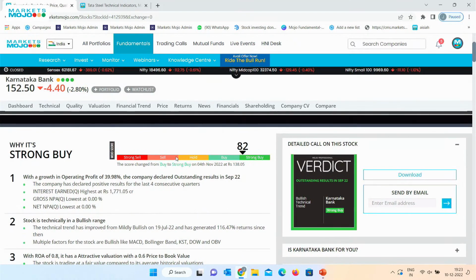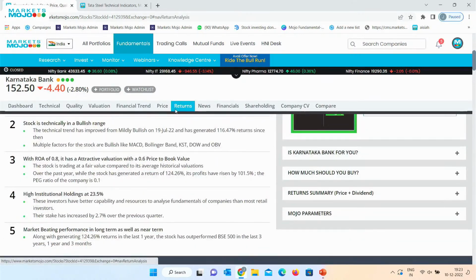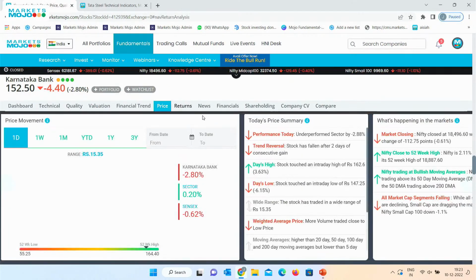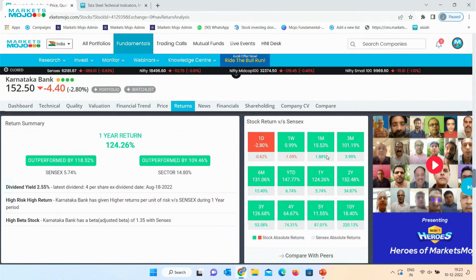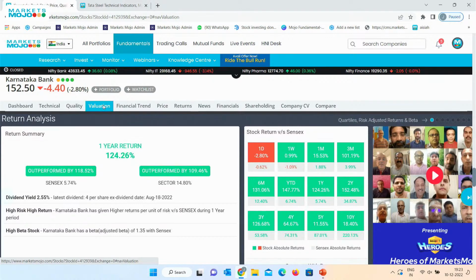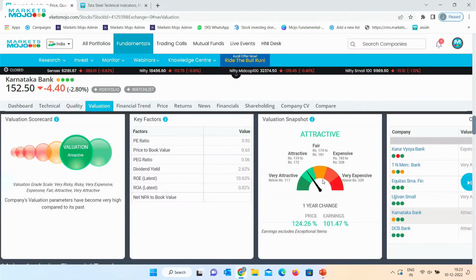82 strong buy, really good. I'm a bit worried because these companies have actually moved up a lot recently. So if you click on returns, okay, so you can see 1 month up by 15%, 3 months up by 100%. This stock has actually doubled in the last 3 months. Even though it's doubled in the last 3 months and has done very well, I think the valuation is showing green, so it's still attractive.